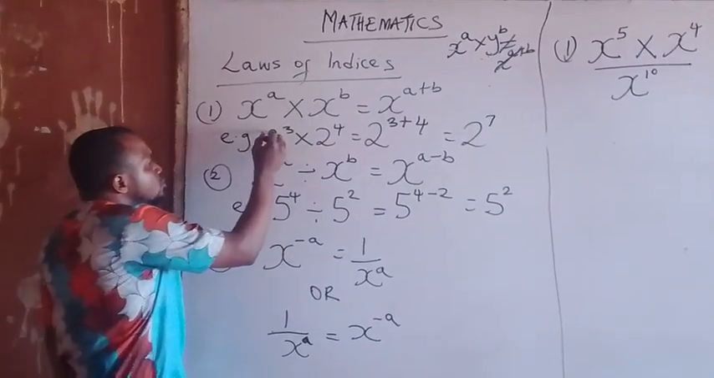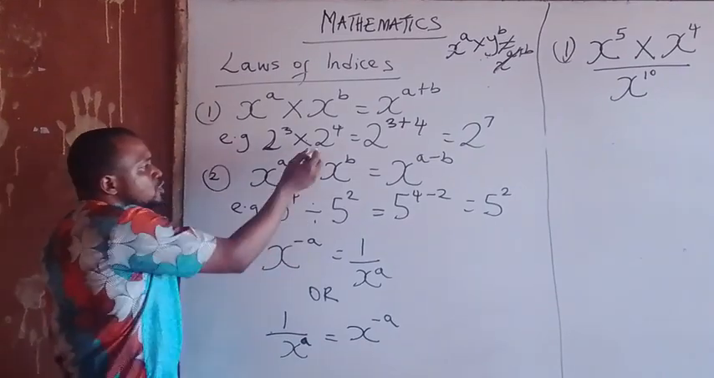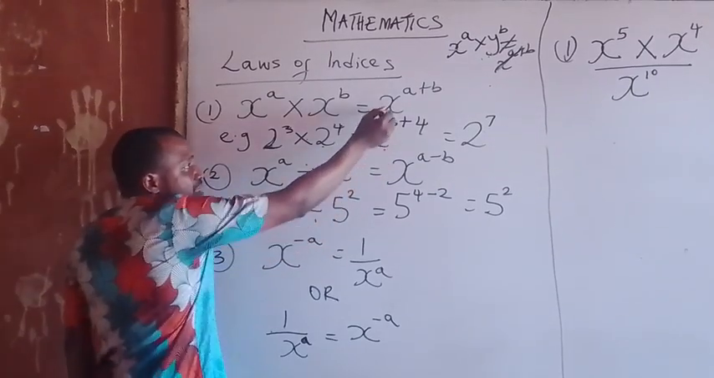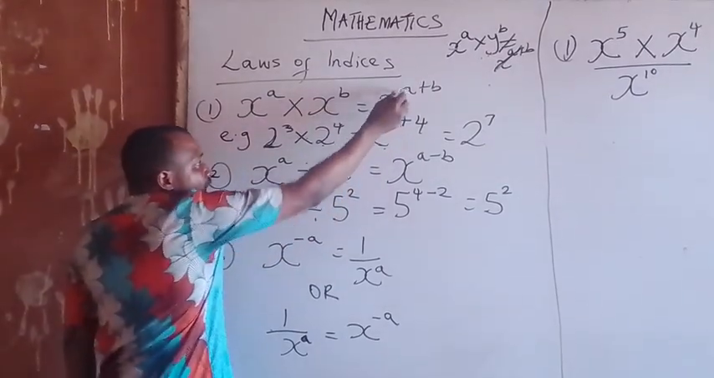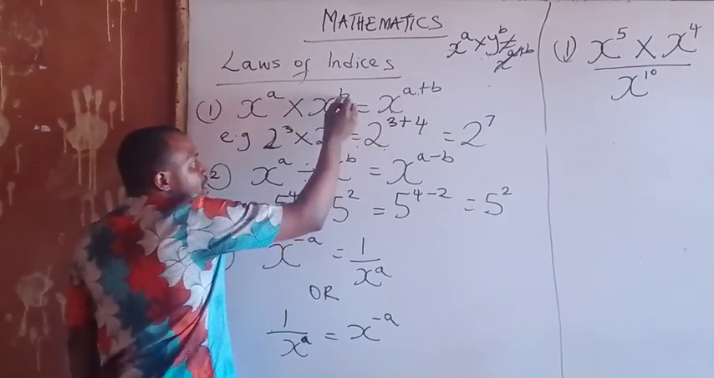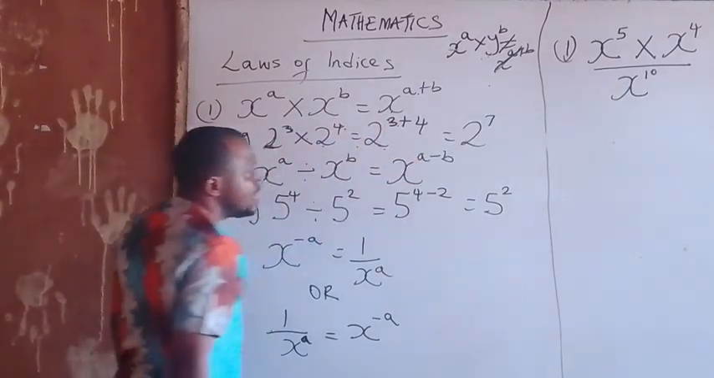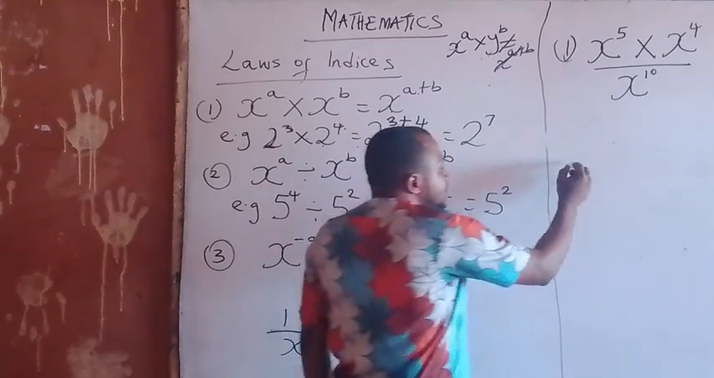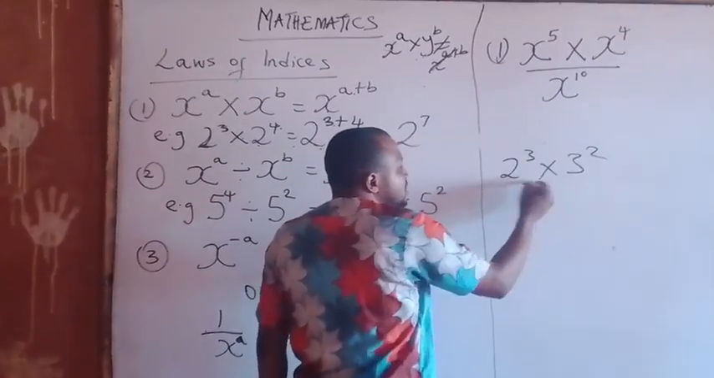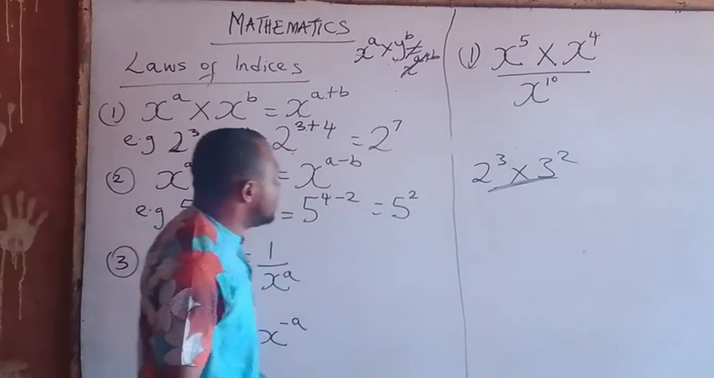Okay, example. 2 raised to power 3 times 2 raised to power 4. You see, it is the same base. So you take one of the base, just as the law states, to now be a, which is 3, plus b, which is what? 4. So now it will be 3 plus 4, equals 2 raised to power 7. So don't go and write something like 2 raised to power 3 times 3 raised to power 2. Please, it is not the same base. So this law will cover only the same base. The base has to be the same.